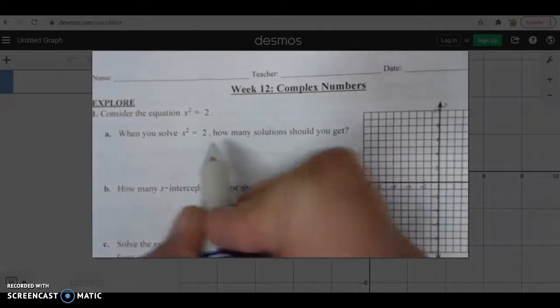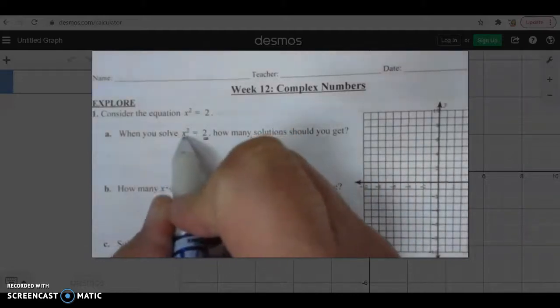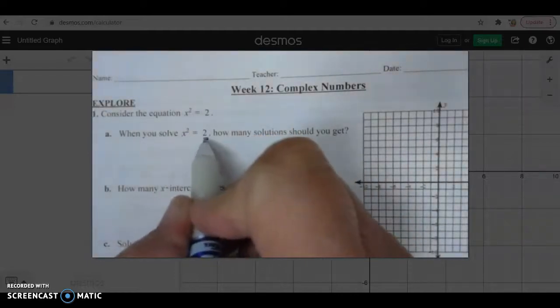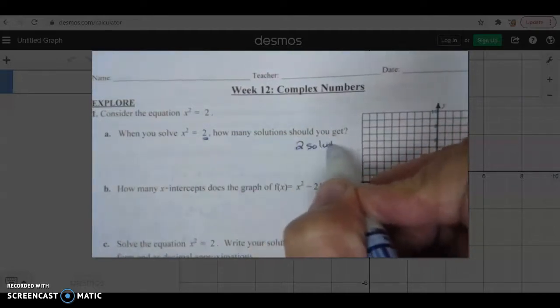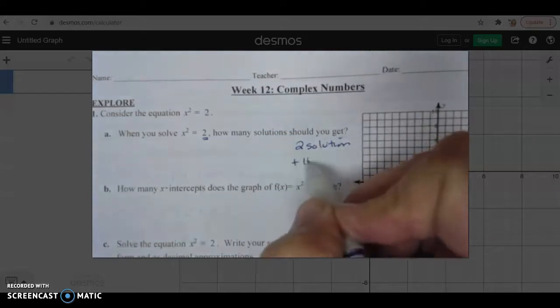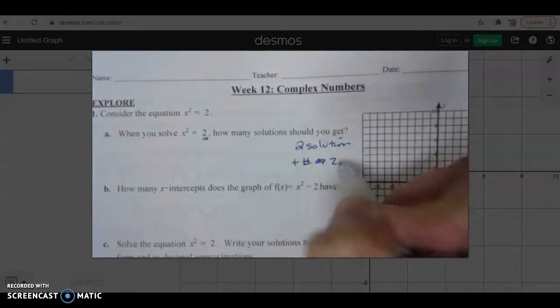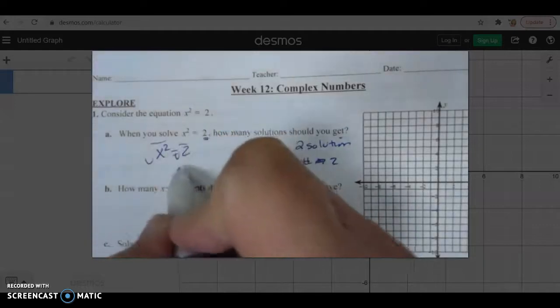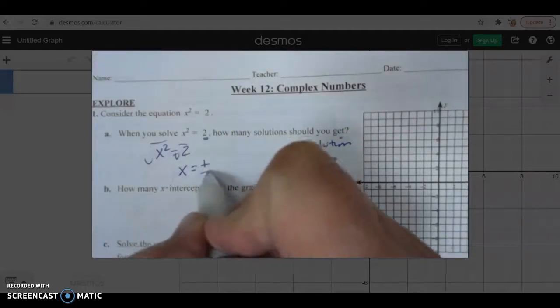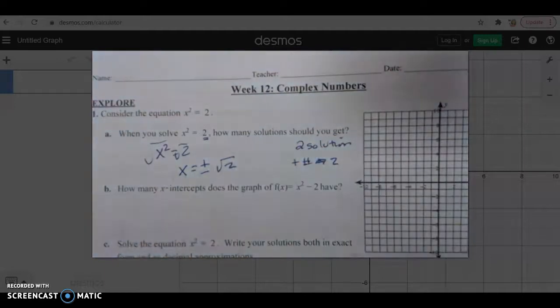Well, we need to think back. Here's our x, our term that's squared on one side. This is a completely positive number, so we would expect to have 2 solutions, right? Because it's a positive number. Remember, positive number equals 2 solutions. And let's prove that. x squared equals 2. I'm going to take the square root of both sides. You get x equals plus or minus the square root of 2.